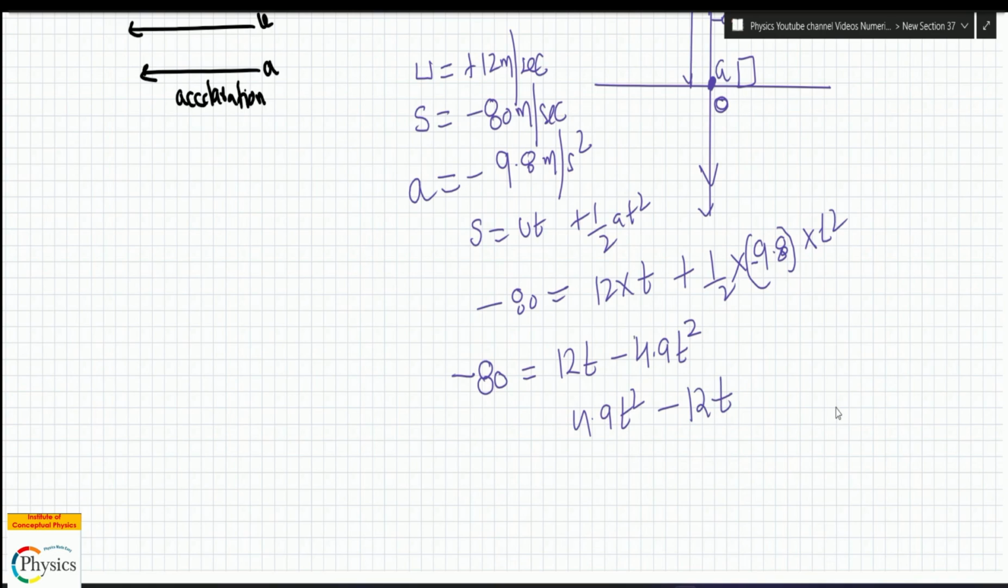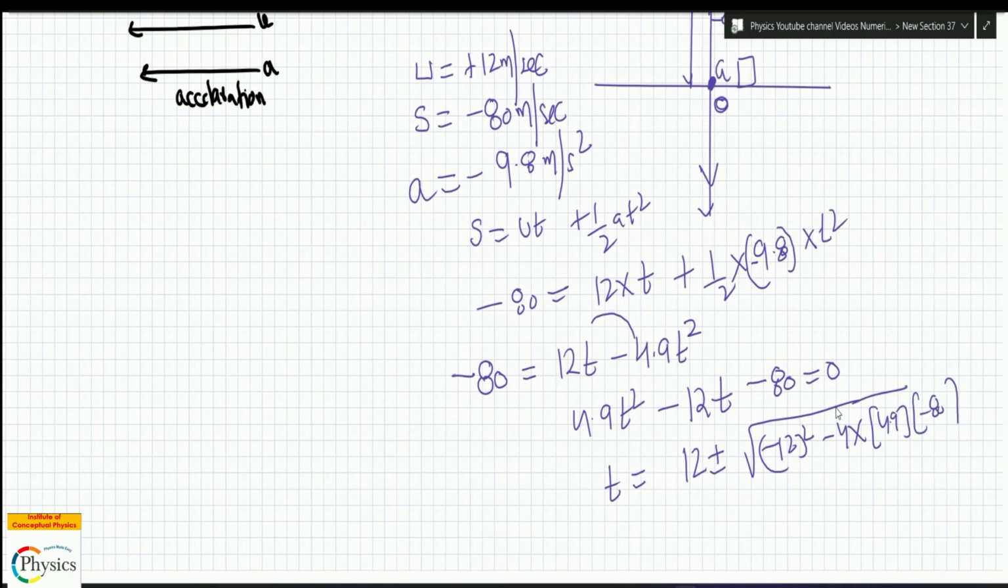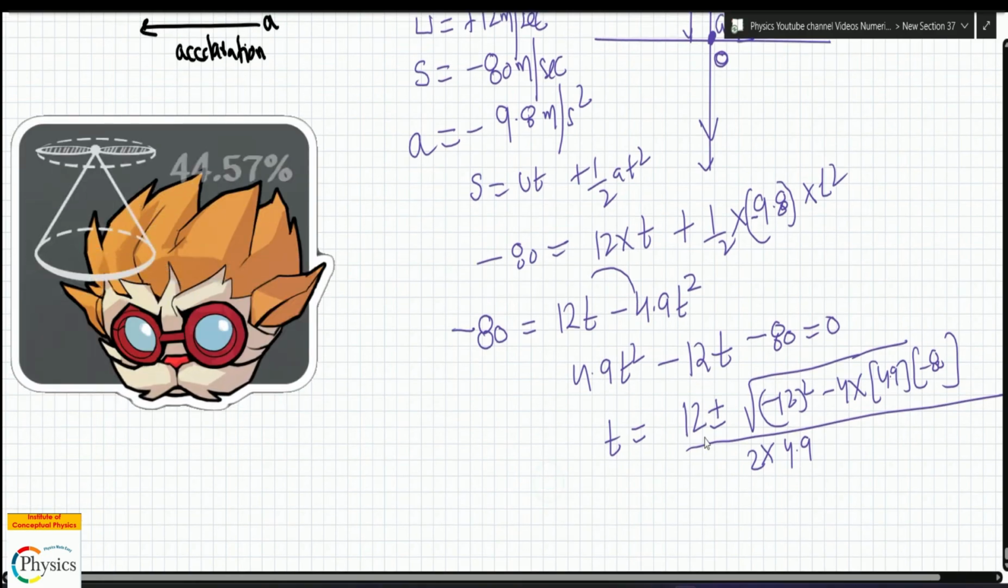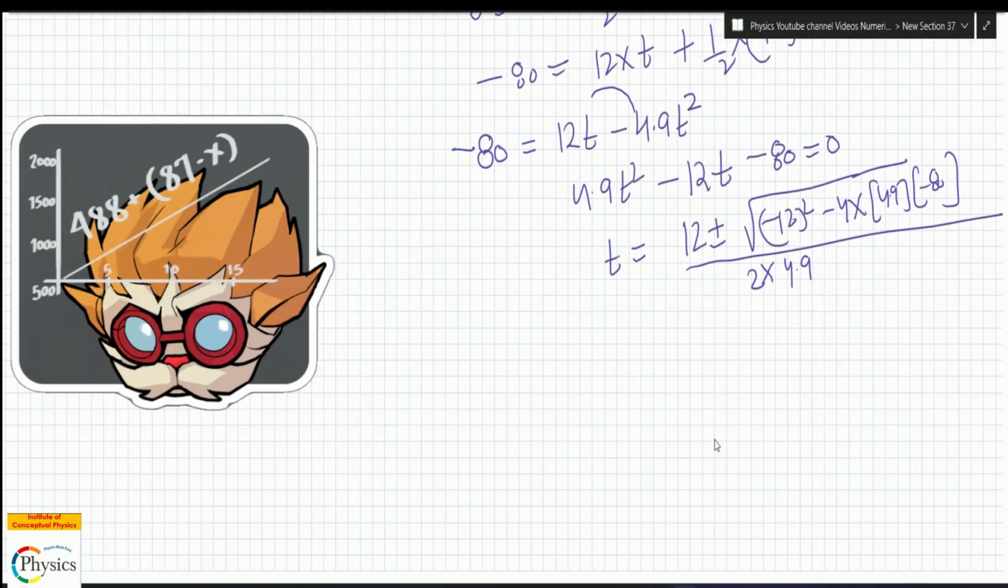All right, so I'm taking it on the other side. 4.9 t square minus 12t minus 80 is equal to 0. And t is equal to, obviously this is nothing but a quadratic equation now. Minus of minus 12, plus minus square root of minus 12 square minus 4 into 4.9 into minus 80, divided by 2 multiplied by 4.9. And this is quite a pain. I wish I had taken this as 10 and gotten a better value to solve and play with.